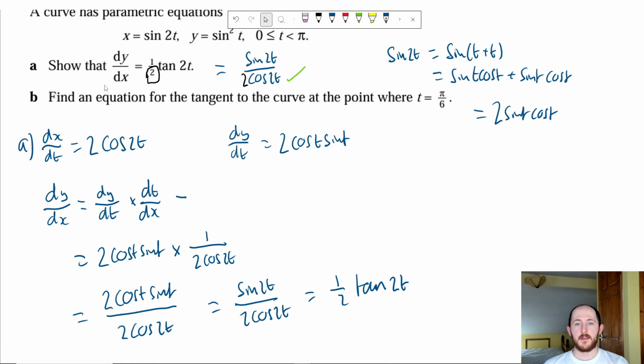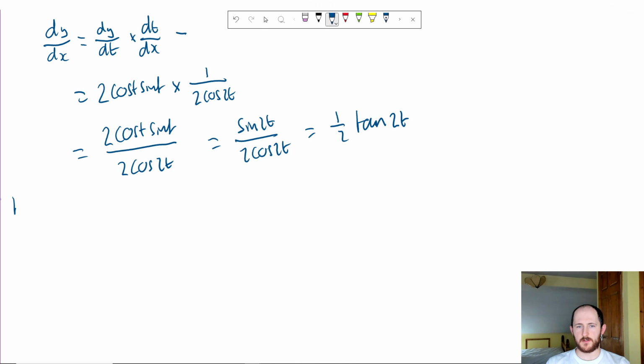And so for part B, find an equation for the tangent to the curve at the point where t equals pi over 6. So remember, if it's a tangent, it means it has the same gradient. And remember, when you're working out an equation of a tangent, bear in mind, equations of tangents have come up in a lot of topics, all the way since year 10. So this is quite a familiar topic, hopefully.